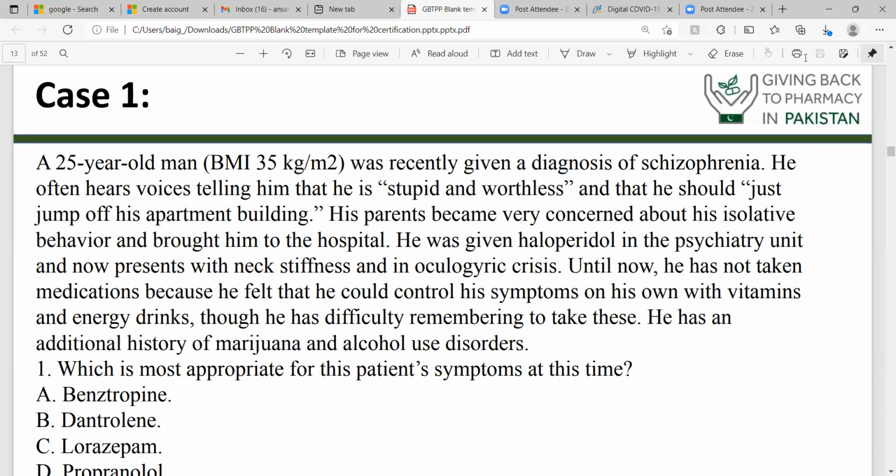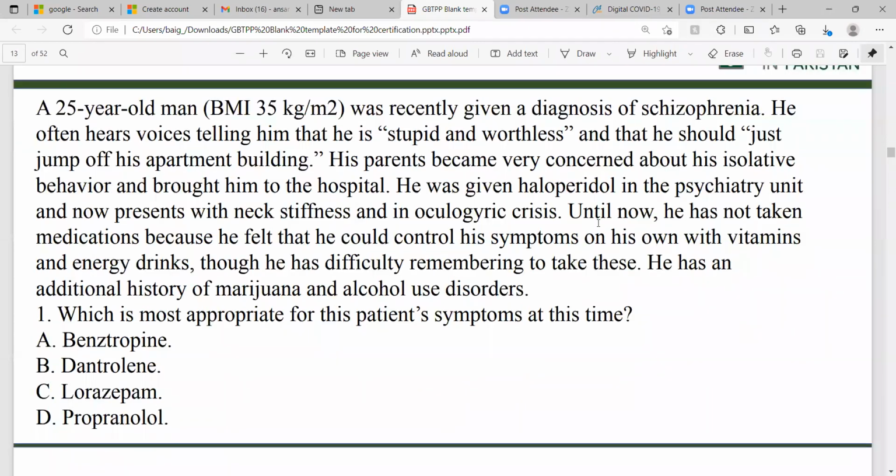I got it. Yeah. So case number one is a 25-year-old man with a BMI of 35. So definitely this is an obese man, recently given a diagnosis of schizophrenia. He often hears voices telling him that he's stupid and worthless and that he should just jump off his apartment building. His parents became very concerned about his isolative behavior and brought him to the hospital. He was given Haldol. Here, if we are talking about Haldol, we have to think about this. Haldol is a high potency antipsychotic. So what side effect would be possible?